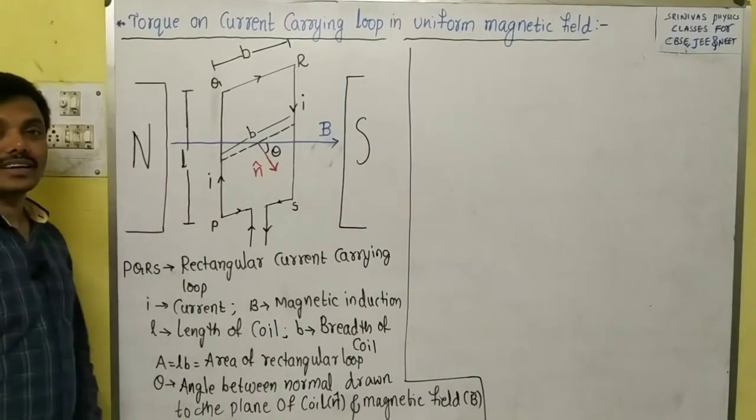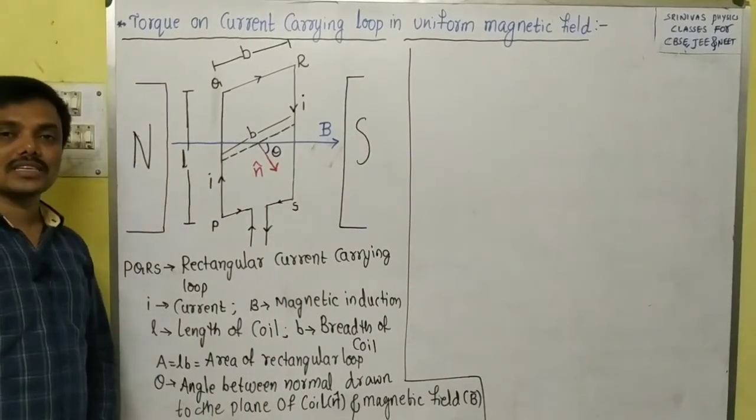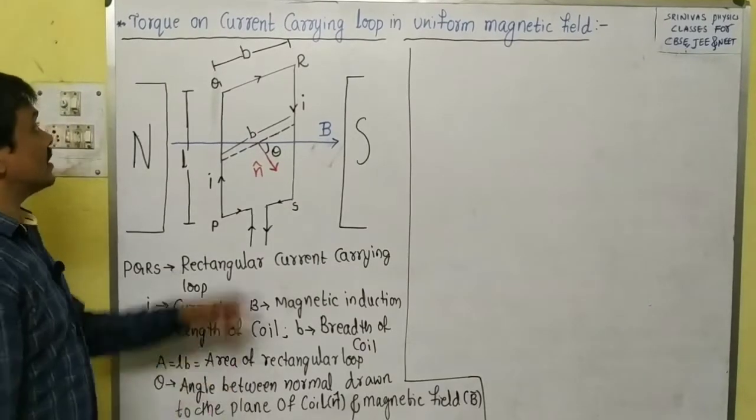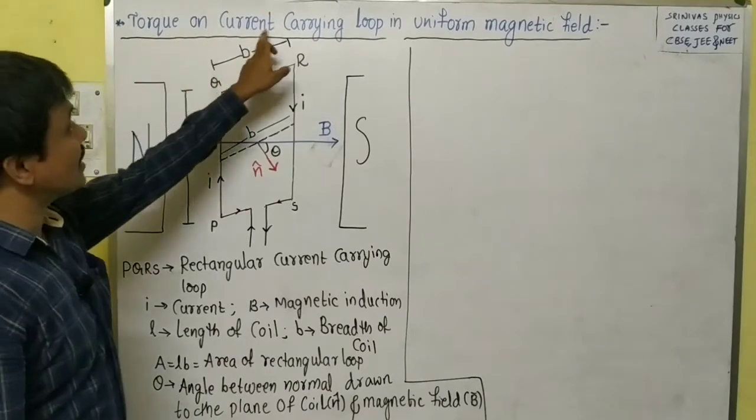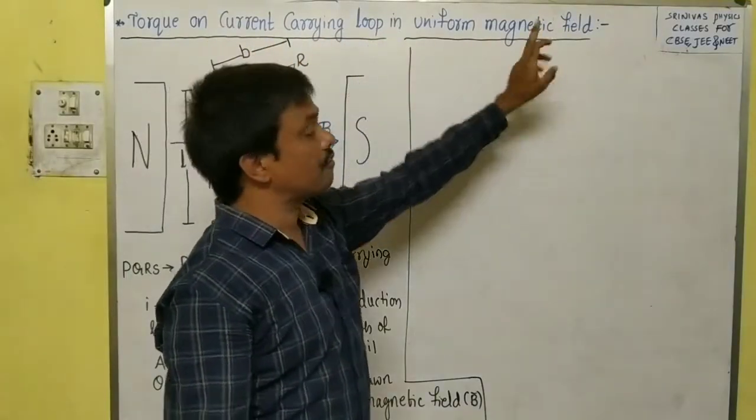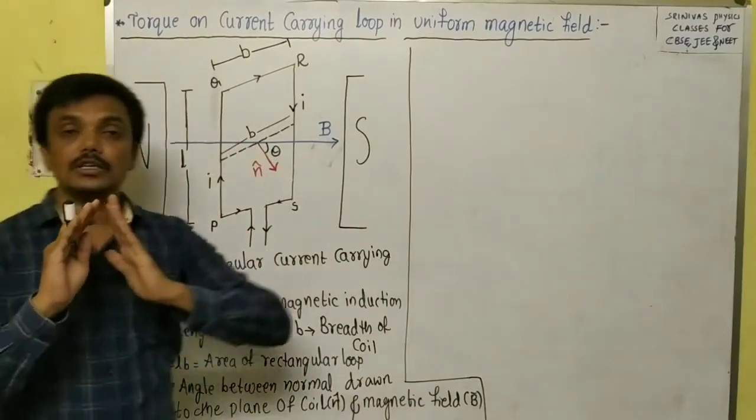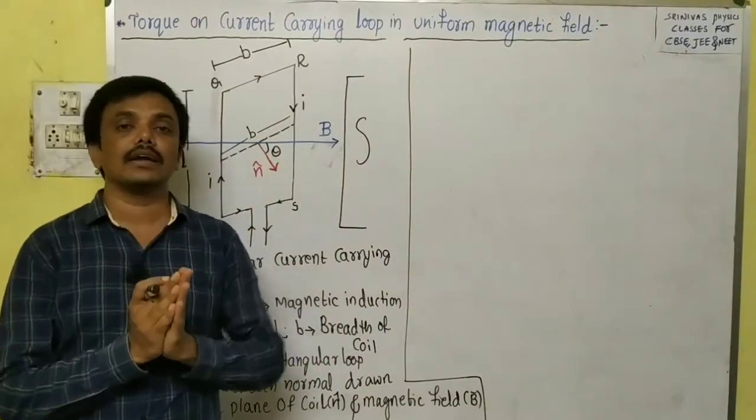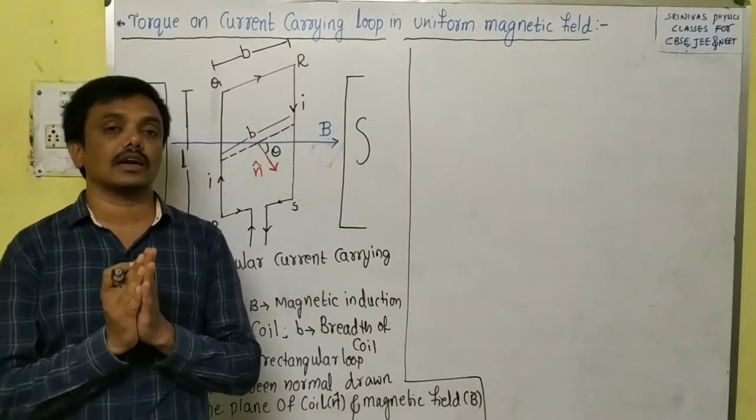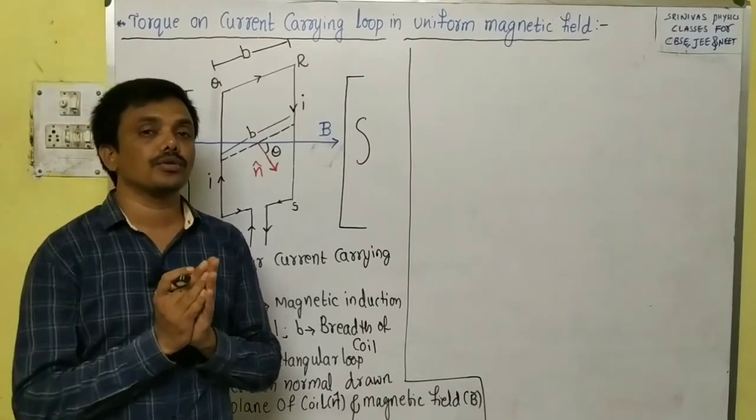Today's topic, class 12 moving charges and magnetism chapter continuation, I am going to explain. That is, today's topic is torque on a current carrying loop in a uniform magnetic field. That means if a current carrying loop is placed in the magnetic field, it will experience a torque. That torque formula I am going to derive.